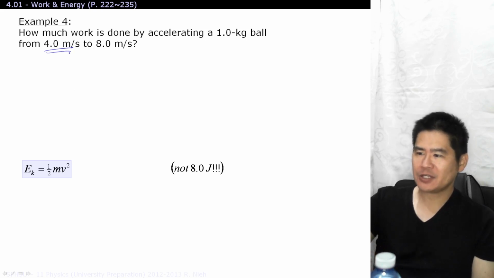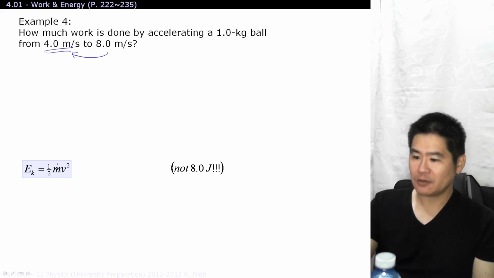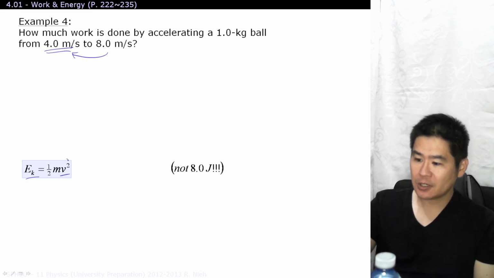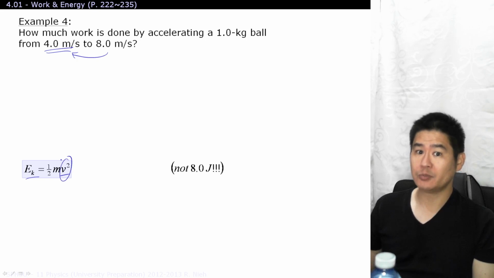You can't just simply subtract these two. The reason why you can't subtract the two is that if you look at this formula over here, energy and speed are not proportionate. In other words, if you double the speed, you don't double the kinetic energy. You double times double, or you quadruple it, as it's squared. So that's why you can't just blatantly subtract 4 from 8 and expect it to work out.